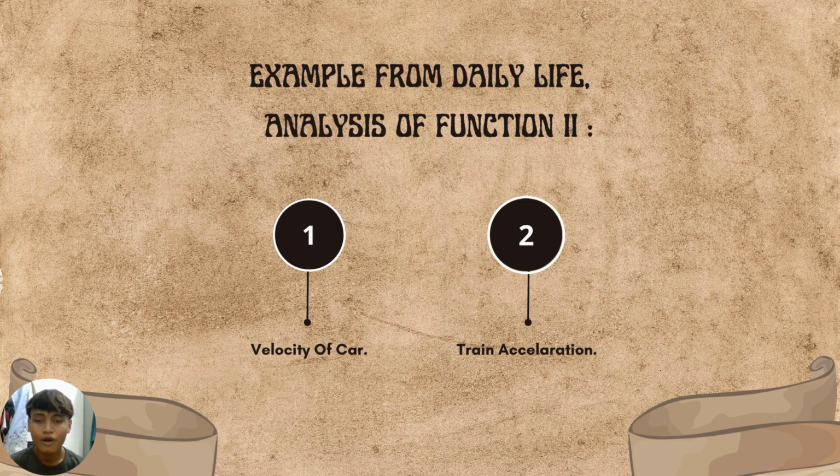Okay guys, for your information, analysis of function 2 has examples from daily life, which are the velocity of a car and the train acceleration.